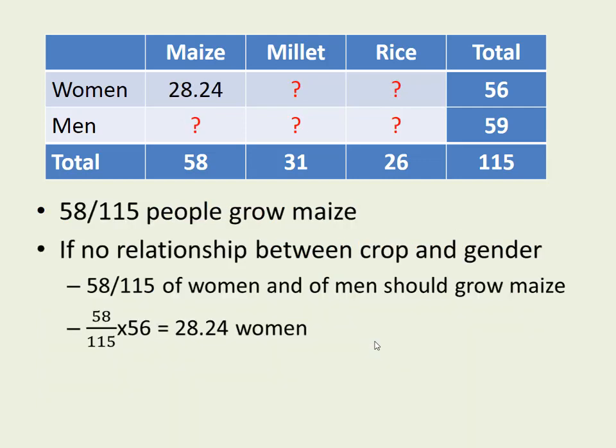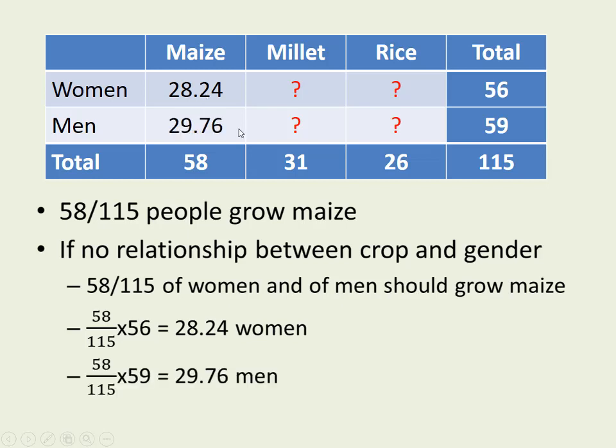I'll go through it step by step, so if this is too obvious or just too confusing, whiz through it. But the idea is that in this situation, 58 out of 115 people overall are growing maize. So if there's no relationship between crop and gender, then that fraction of women and that fraction of men should grow maize. So for the women, it should be 58 out of 115 of the 56 women. So that's the calculation you do. So you'd expect 28.24 women. Okay, it's a fraction, but that's roughly what you'd expect, 28.24.